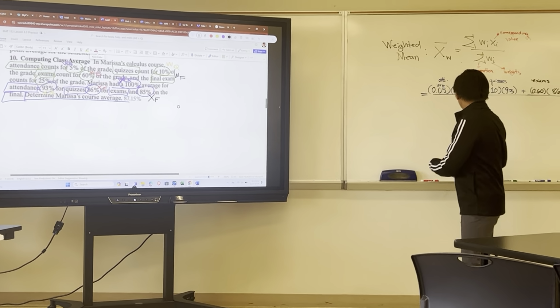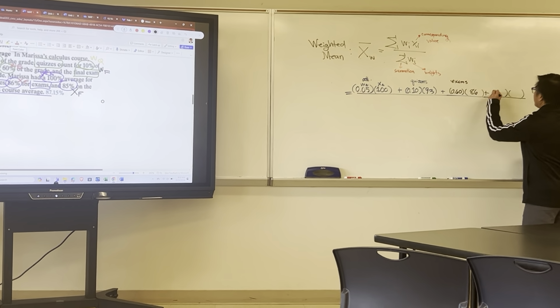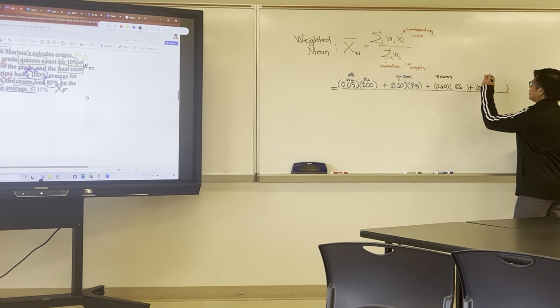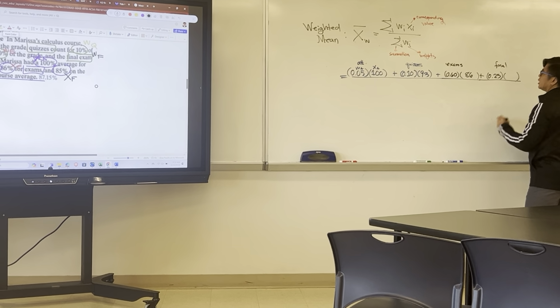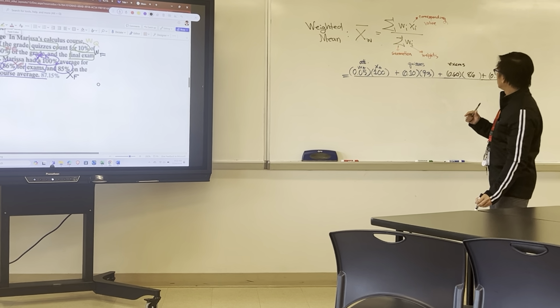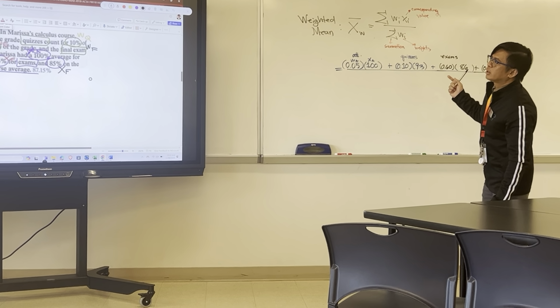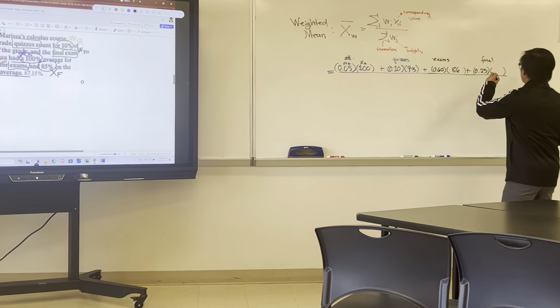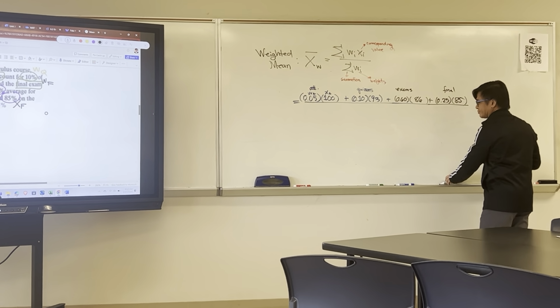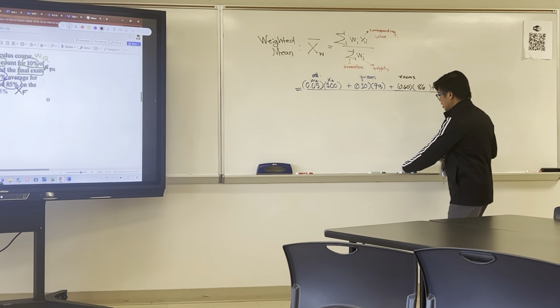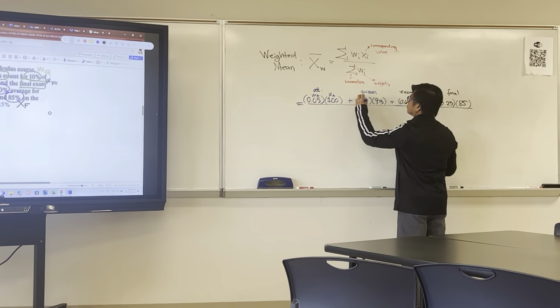So there we go, right? Let's put it in here as follows. 0.25. Again, that's the final exam. What's the score again? 85. Okay. Let's put in the weight.